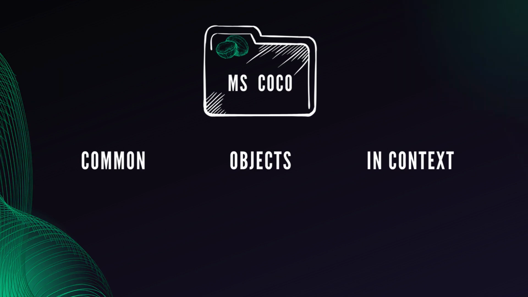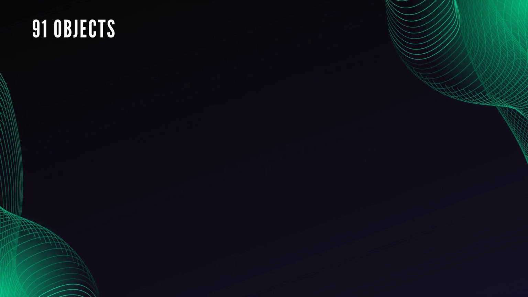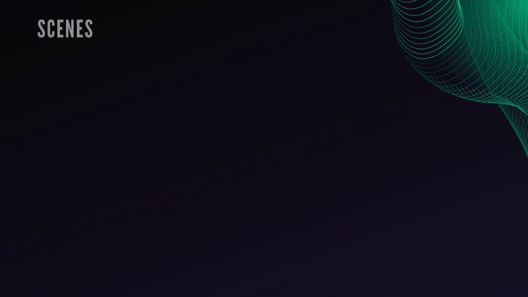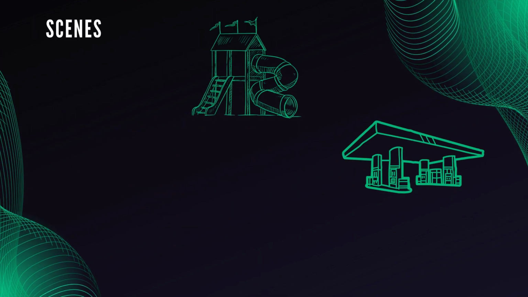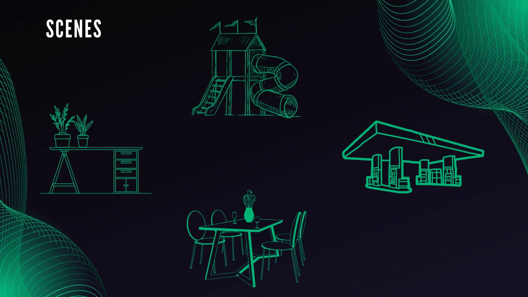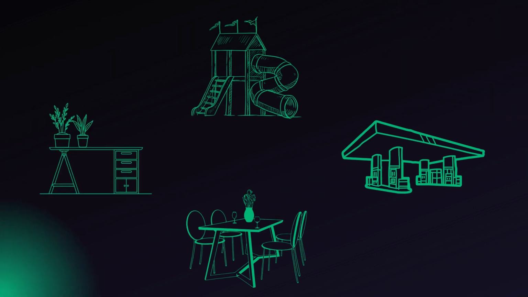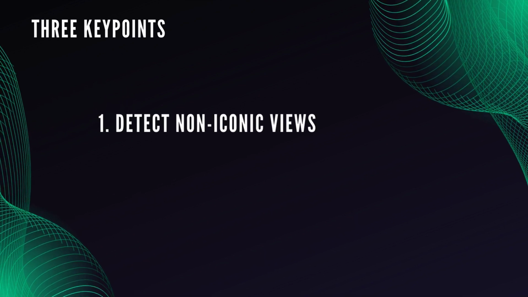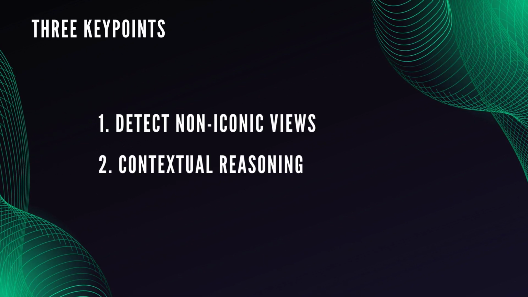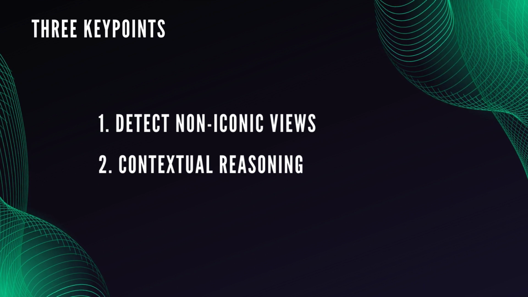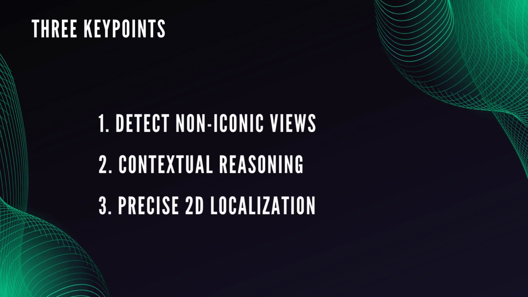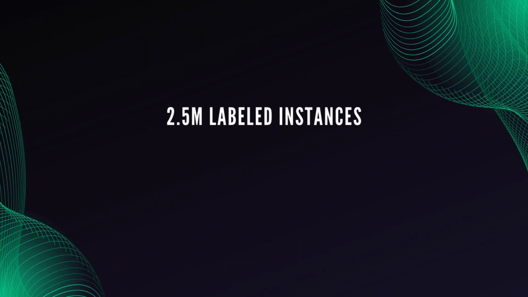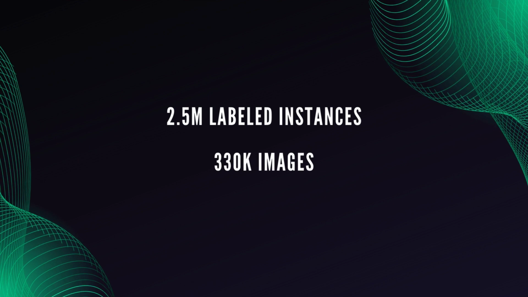It contains classes divided into two main categories: 91 objects like person, truck, wine glass, or cell phone, and scenes that include playground, gas station, dining room, and office. It addresses three key points. First, detect non-iconic views of objects. Second, contextual reasoning between those objects. And third, precise 2D localization of objects. It has 2.5 million labeled instances in roughly 330,000 images.